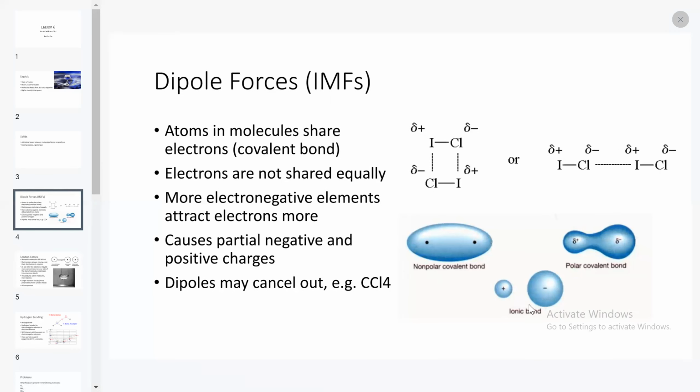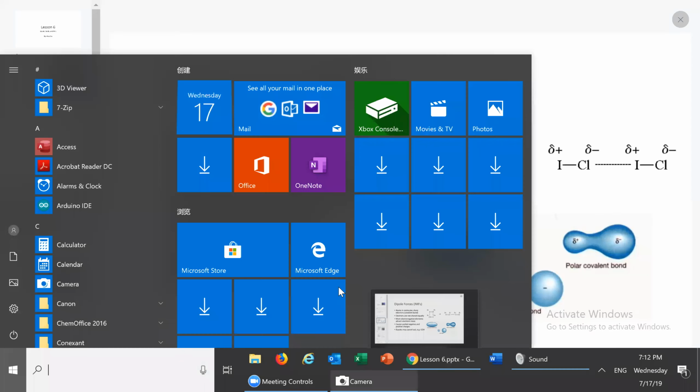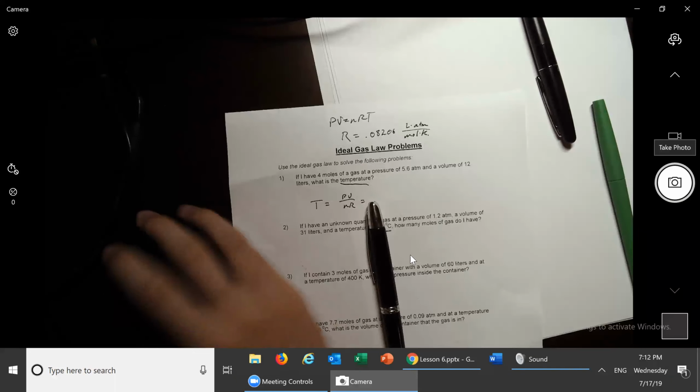Now, depending on the shape of the molecule, even if the bond itself has a partial positive and partial negative charge, that doesn't mean the whole molecule will exhibit these partial positives and partial negatives, right? For example, carbon tetrachloride, CCl4, also known as carbon tet. It's used as a solvent in the cleaning industry. So let me draw the Lewis structure.